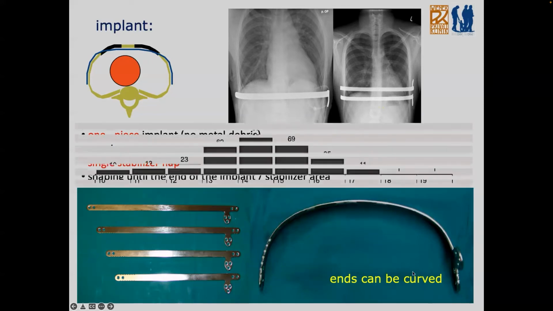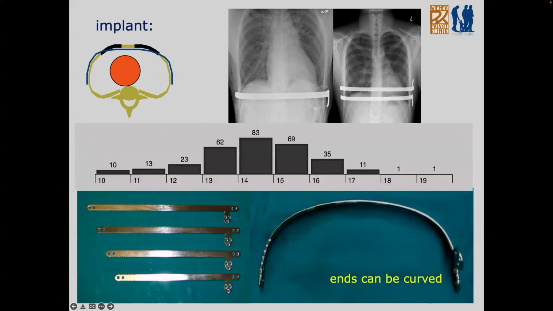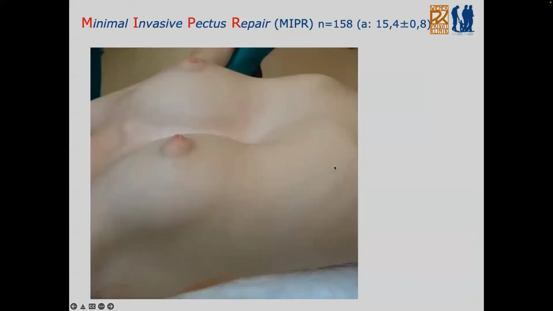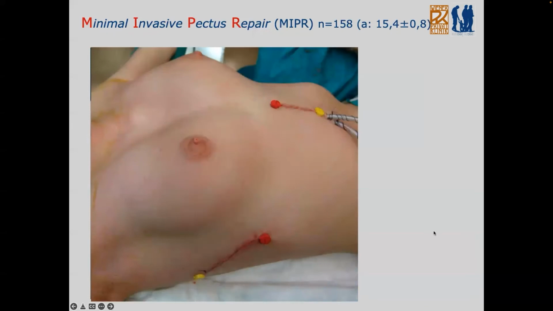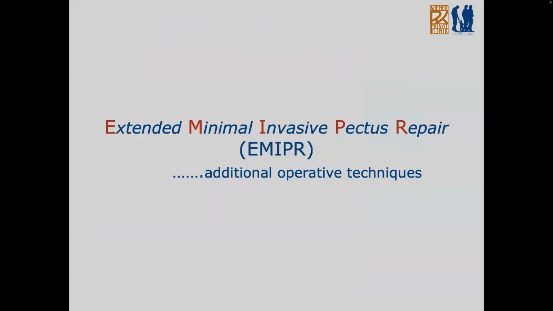This diagram shows the number of implant lengths used, in inches. So we are using 13 to 16-inch long implants in most of the patients. This is a typical pectus excavatum in a flexible thorax of a lady. By minimally invasive pectus repair, it could be corrected with good result in one operation.